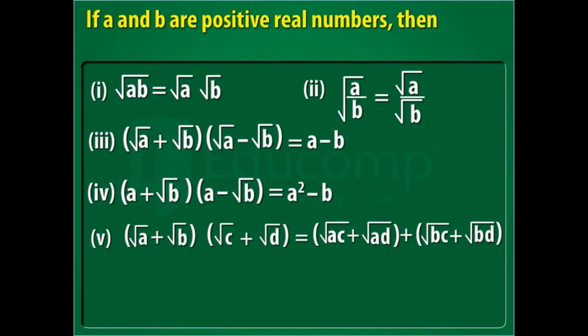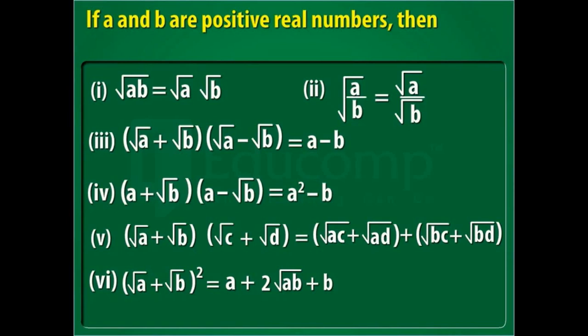Fifth, square root of a plus square root of b the whole into square root of c plus square root of d the whole equals square root of ac plus square root of ad the whole plus square root of bc plus square root of bd the whole. Sixth, square root of a plus square root of b whole square equals a plus 2 times square root of ab plus b.